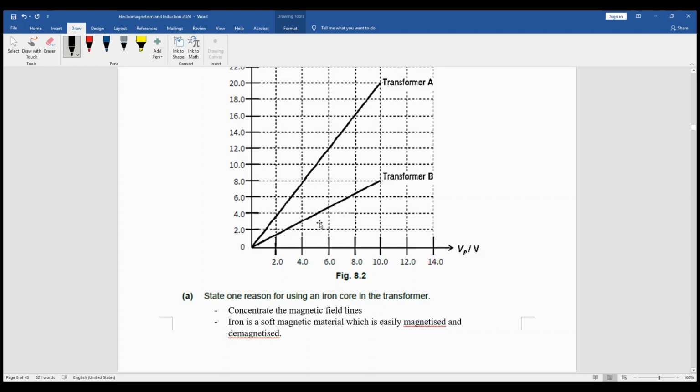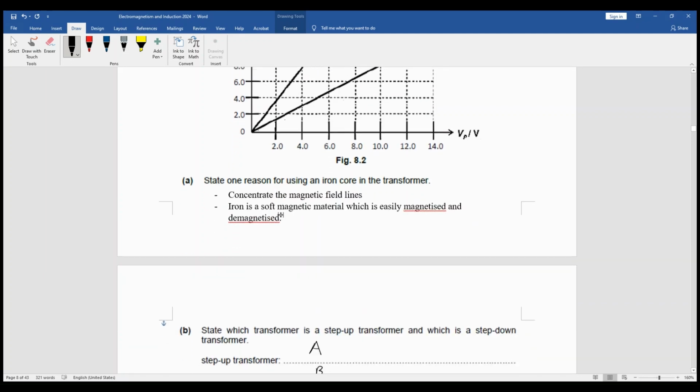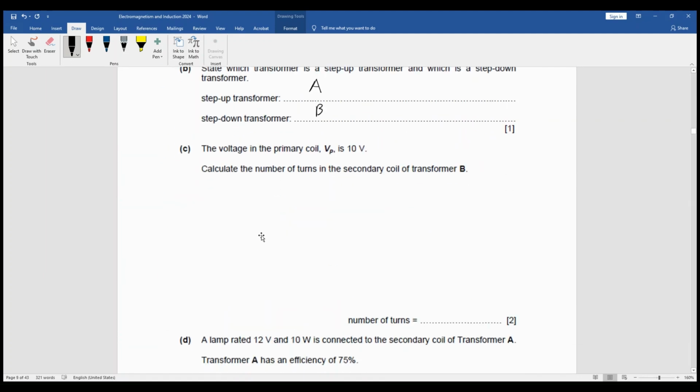Now the rest are not cutting very cleanly. This is not clean. This is very clean. 10 volt is 8 volt. Okay, secondary coil is 8 volt.